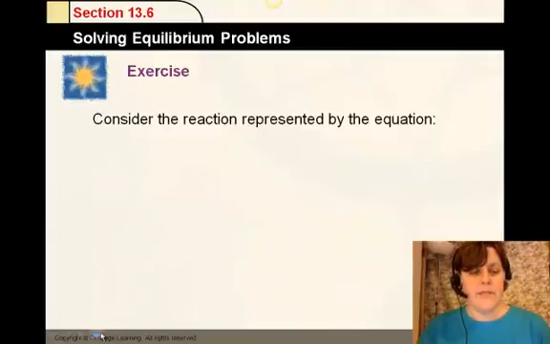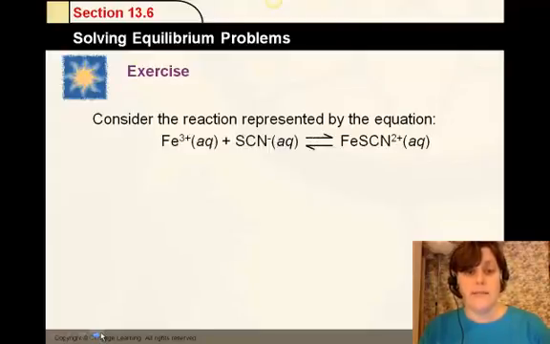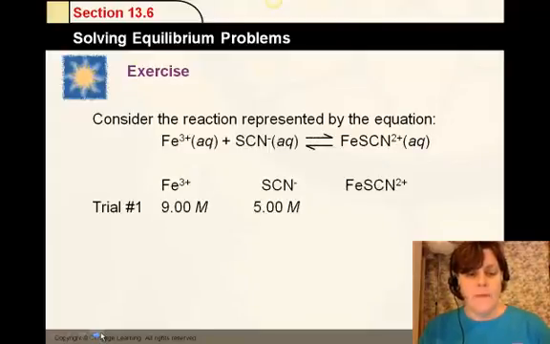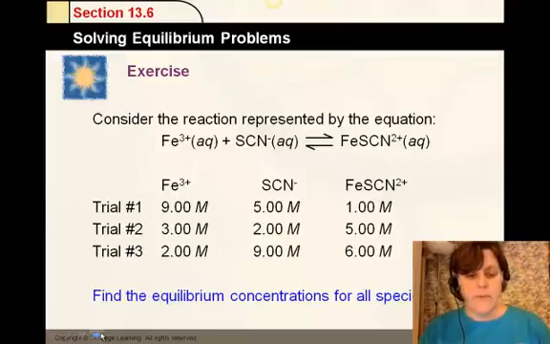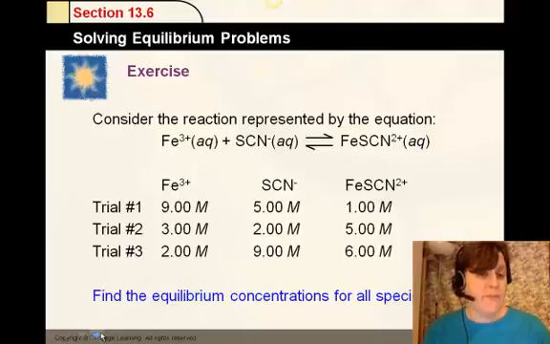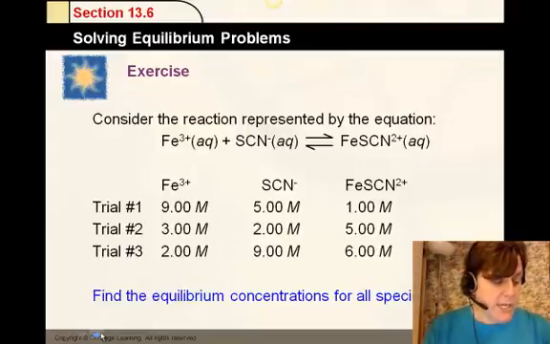Here's another reaction. Consider the reaction represented by, oh, surprise, the same equation. Notice there are 3 trials. And again, what we're trying to do is figure out the equilibrium concentrations for all species. Now, we already know the value of K from the first question. So the first thing we can do is plug in and see if we actually get the value of K. So let's check it out.